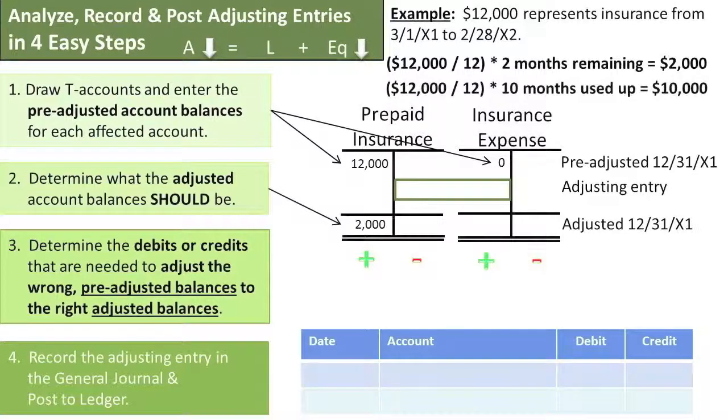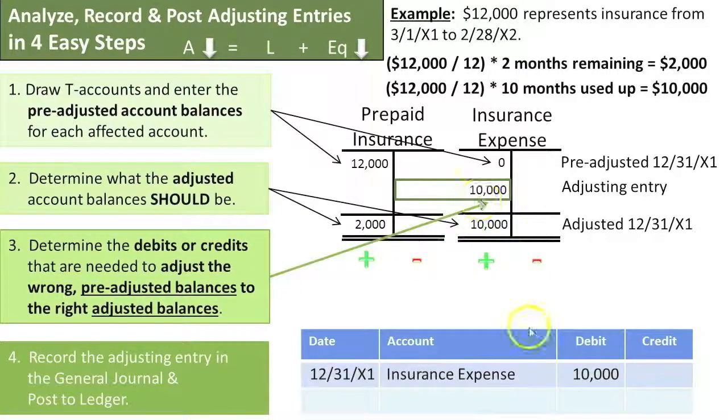And insurance expense for the year should be 10 months of insurance. So 12,000 divided by 12, that gives you $1,000 per month, times 10 months used up, $10,000. That should be the insurance expense for the period. How do we go from the wrong pre-adjusted numbers to the right adjusted numbers? We would have to debit insurance expense $10,000, thus increasing it, and credit prepaid insurance, thus decreasing it.